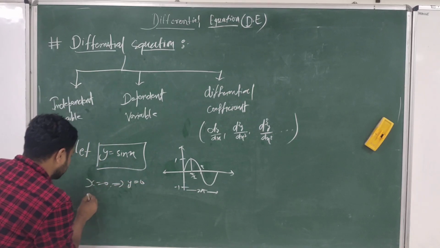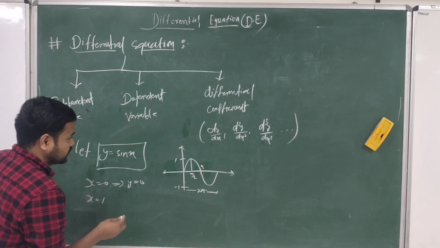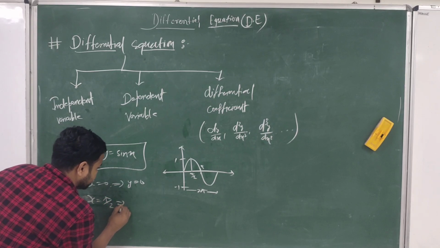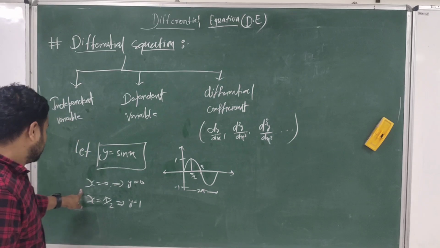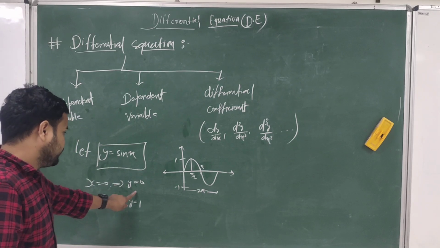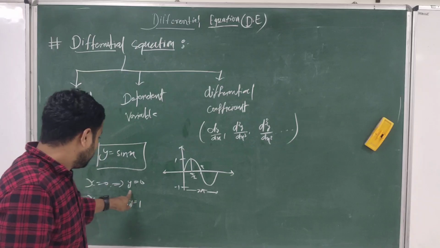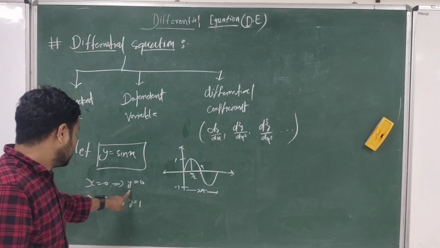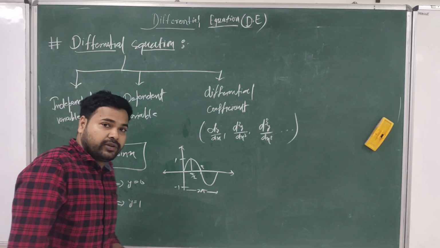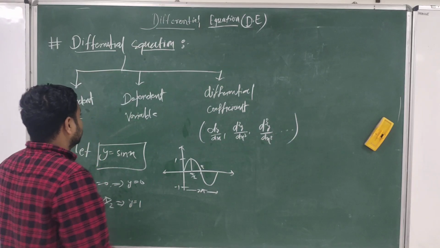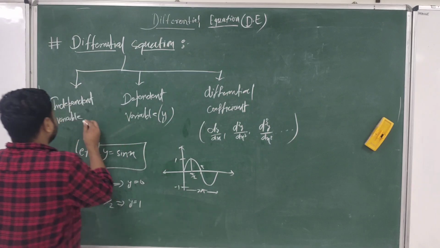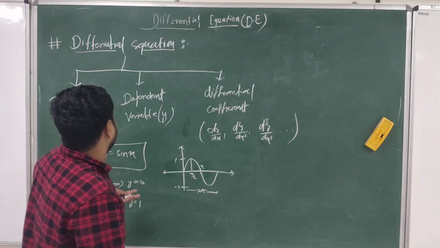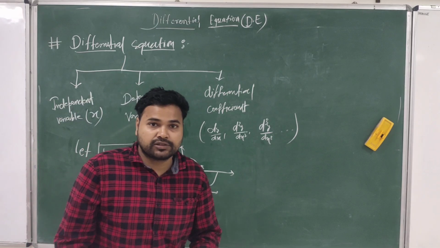Now put x equals pi by 2. Then y equals 1. Here, for different values of x, the value of y changes. Y is dependent on x. For different values of x, y gets different values. So here y is the dependent variable and x is the independent variable. Okay, now let's take a few examples of differential equations.